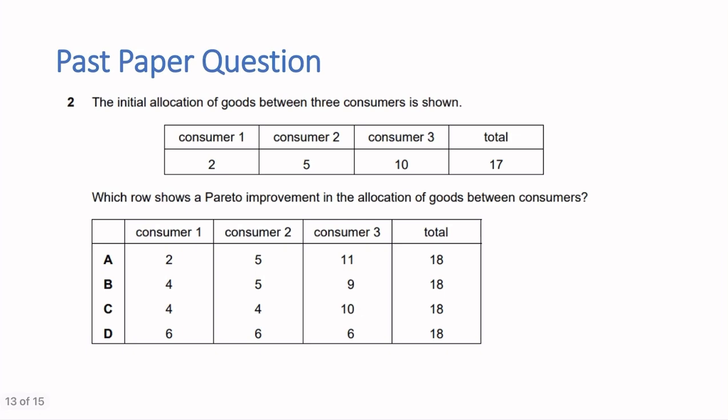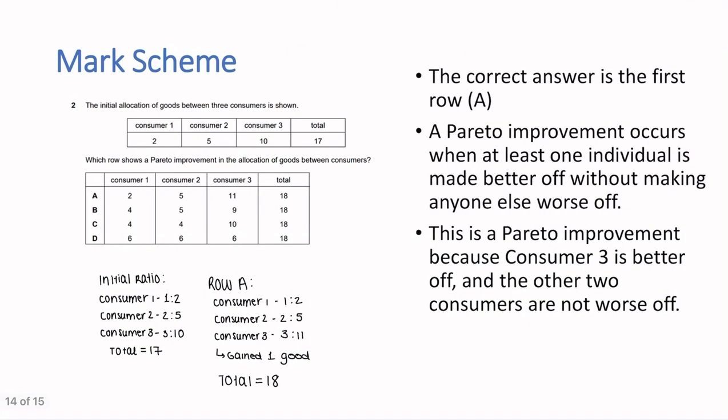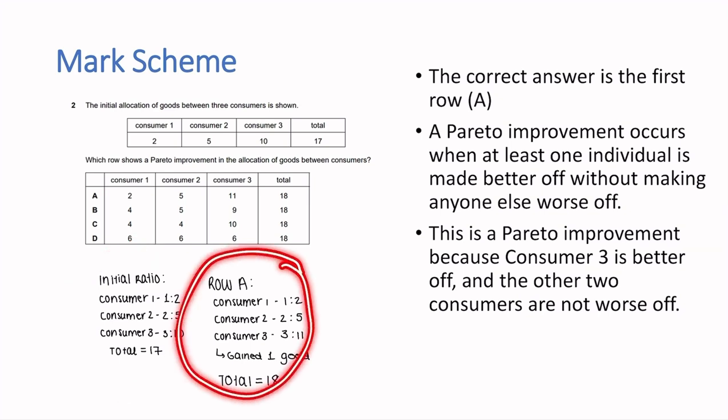The correct answer for this question is A. This is because Pareto improvement occurs when at least one individual is made better off without making anyone else worse off. This is a Pareto improvement because consumer 3 is better off and the other two consumers are not worse off. And you can do that by calculating the initial ratios, which I've done over here, and then seeing how the ratios have improved for each row to find the correct answer.